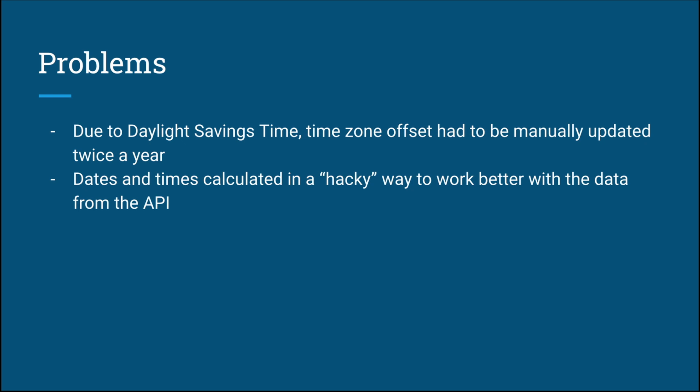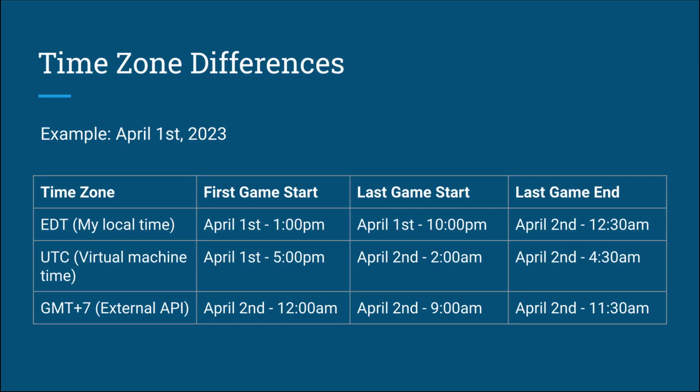The second major issue, which I've listed here, comes from the discrepancy between the time zone used by the external API and the time zone used by the server's virtual machine. The virtual machine that the Node.js server runs on uses UTC, while the external API sends all of the data in a time zone that is 7 hours ahead. I think walking through an example would probably be the best way of explaining why this creates complications.